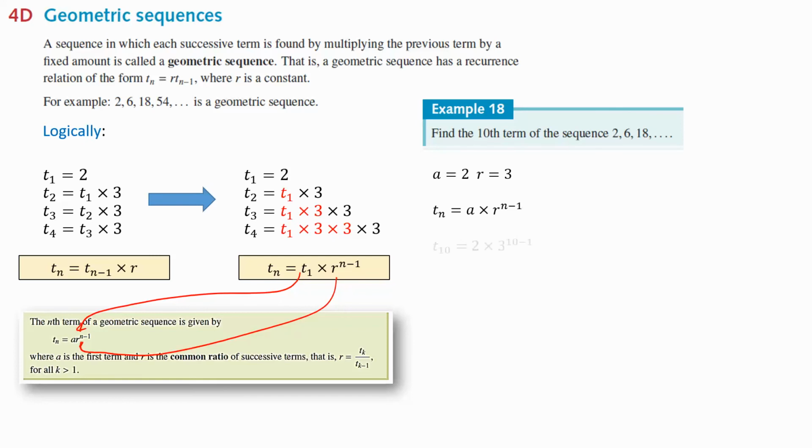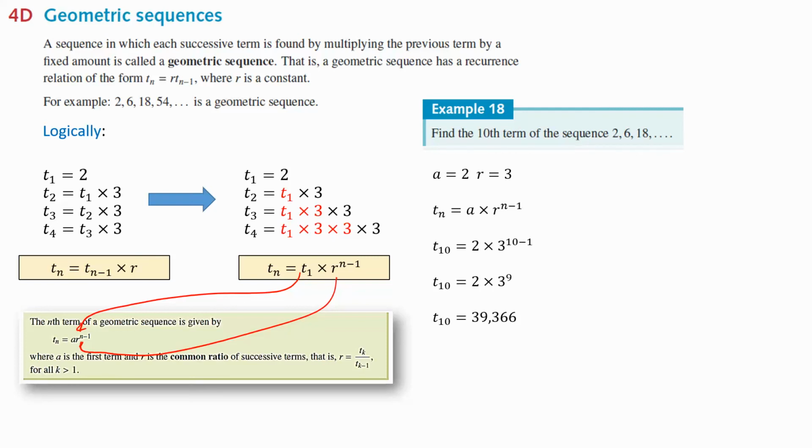I want to find T10th. It's the 10th term, so T10. T10 would mean then A, which is 2, R, which is 3, that's my common ratio, to the power of n minus 1, so 10 take away 1. And that gives me 2 times 3 to the power of 9. Use a calculator, don't do it by hand. And that gives you 39,366. Simple and easy.